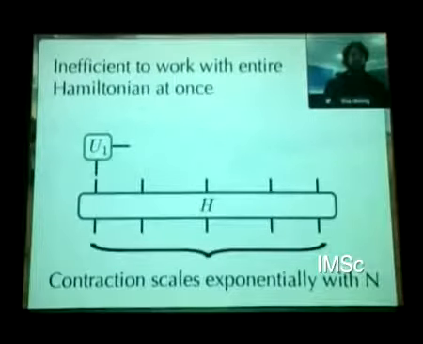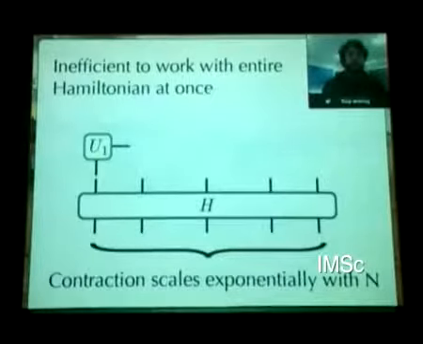So you can see that if you tried to build this effective Hamiltonian and project it to a single site, if you use the entire Hamiltonian at once, there's too many indices. Basically, there's in-site indices exposed, and so the contraction will scale exponentially in the size of the system if you try to do this contraction. So the solution is to work with a different form of H.